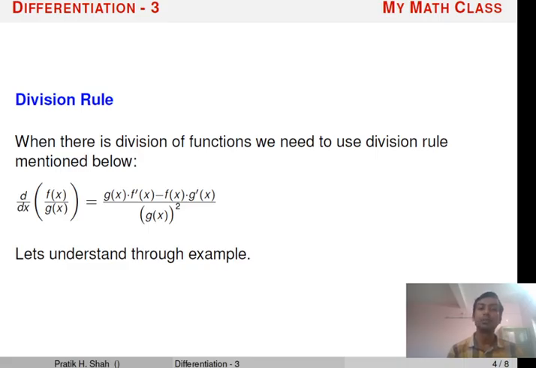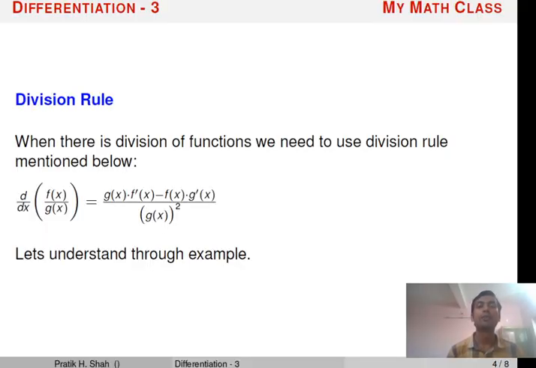Now let's come to the division rule of derivatives. Whenever the division of two functions is given, say f of x divided by g of x, then its derivative is given by g of x multiplied by f dash x minus f of x multiplied by g dash x, whole term divided by g of x square.